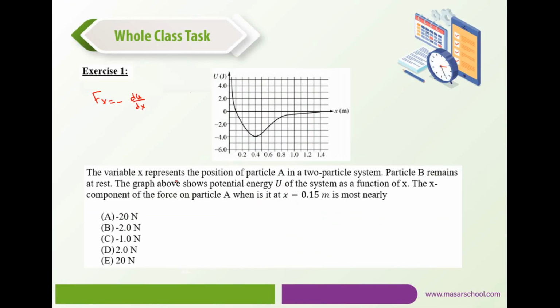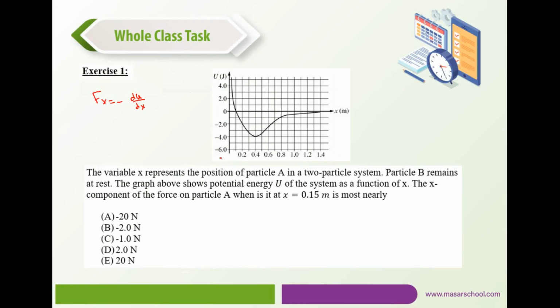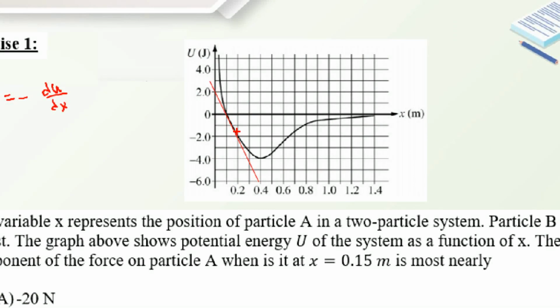Now we are interested in determining the component of the force at 0.15. Then we will plot the tangent at 0.15, which is here at this point. After plotting the tangent, we need to determine the slope of the tangent, and this is done by choosing two particular points. I will choose this point and this point as well. So the slope in this case would be given by, the points are 0 and 2. So let me write 0 and 2 joules, and the other point would be 0.1 meters and 0 joules.